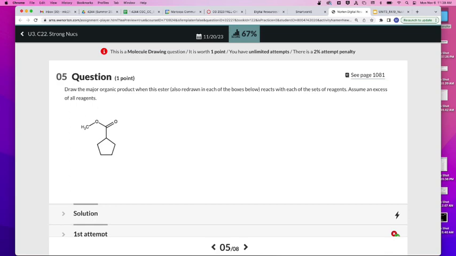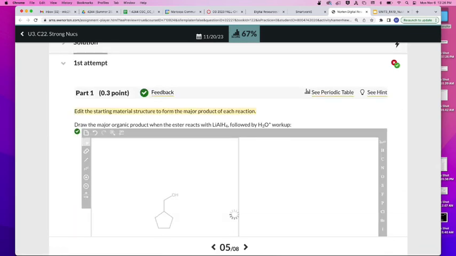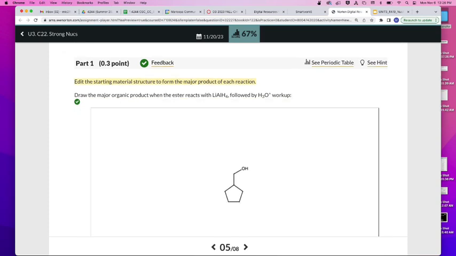Okay. So, if we push to this, we should now see what our actual question is. Draw the major organic product when the ester reacts with LiAlH4 followed by an H3O plus workup. Okay, you got this answer correct. Awesome. We knew all of our reactivity of our ester, right? What was our reactivity? We had the base. We had the electrophile. We had the acidic hydrogen.